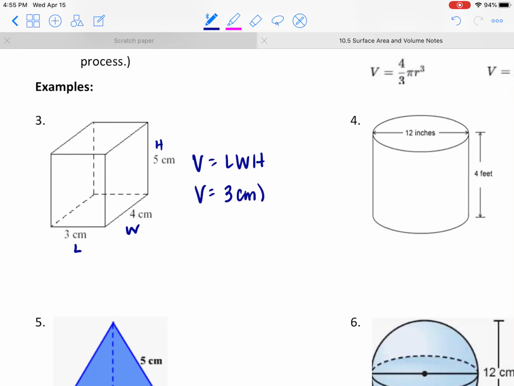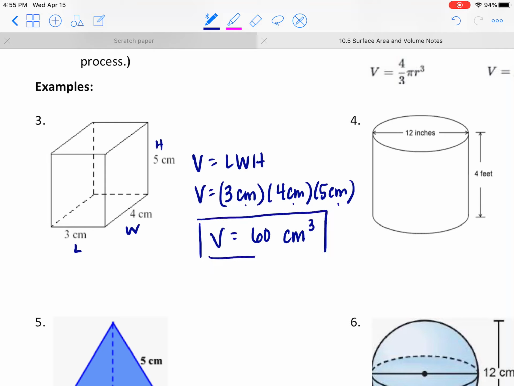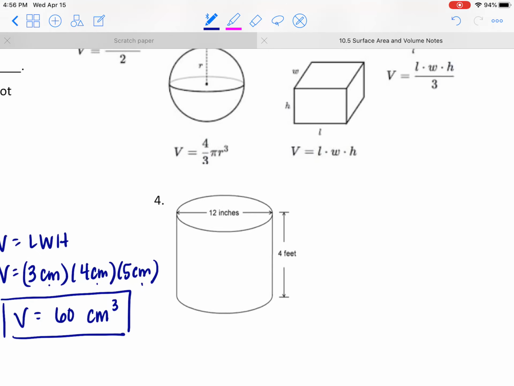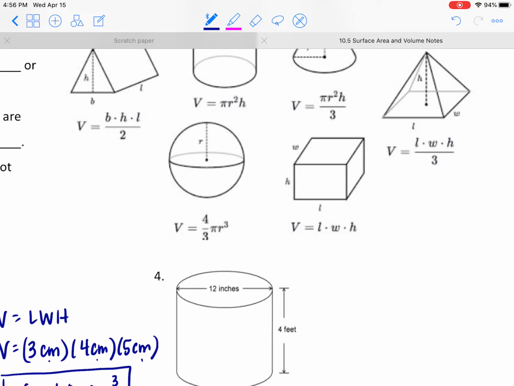So this volume is length times width times height. So 3 centimeters times 4 centimeters times 5 centimeters. So again, centimeters times centimeters times centimeters gives me my centimeters cubed. And then 3 times 4 is 12, and 12 times 5 is 60. So this volume would be 60 centimeters cubed, or we could say cubic centimeters. Now, just like before, when you're doing your work, if you don't want to write the centimeters in there every time, you don't have to. Just make sure you get your units in there at the end.